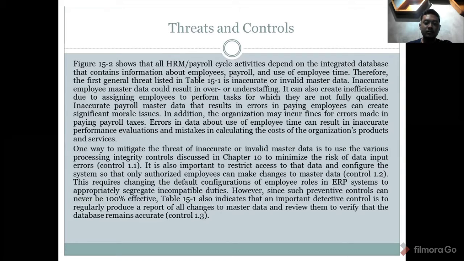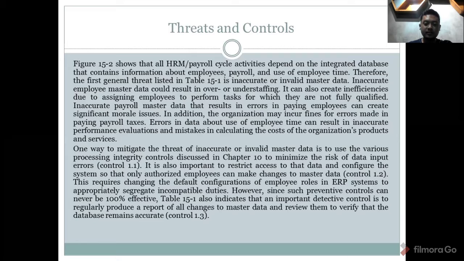Inaccurate employee master data could result in over or understaffing. It can also create inefficiencies due to assigning employees to perform tasks for which they are not fully qualified. Inaccurate payroll master data that result in errors in paying employees can create significant morale issues. In addition, the organization may incur fines for errors made in paying payroll taxes. Errors in data about use of employee time can result in inaccurate performance evaluation and mistakes in calculating the cost of the organization's products and services.